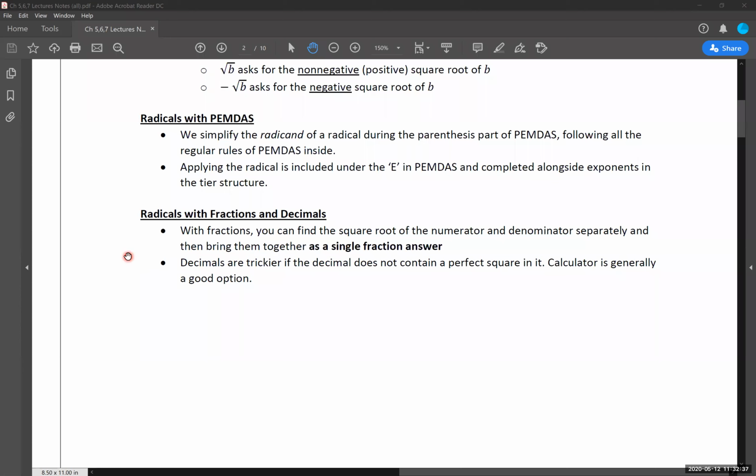Decimals are a bit trickier, primarily because I think they're harder to find the actual square root of, unless we have a perfect square showing up. My general rule of thumb, if you have the square root of a decimal, just use your calculator. I have no problem with you guys doing that. I think figuring out how to find the square root of a decimal by hand is just way too much unnecessary work and not something that I'm going to require you guys to do. So if you do see a decimal showing up with radicals, again, just use your calculator for it. I'm A-okay with that.